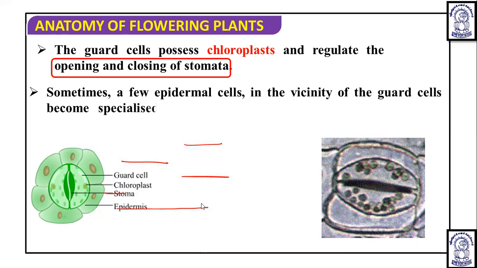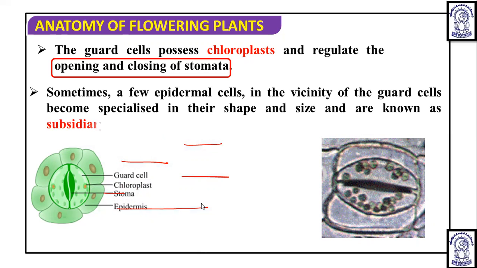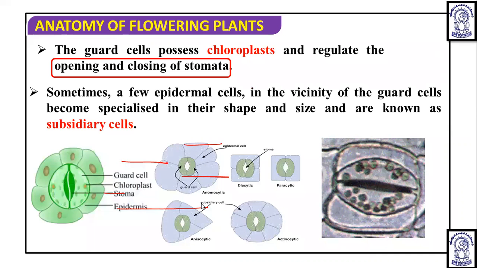Now, one of the important points that we need to note down here is that sometimes a few epidermal cells present in the vicinity of guard cells become specialized in their shape and size, and they are known as subsidiary cells. So subsidiary cells are those present surrounding the guard cell, and they are somewhat specialized cells.